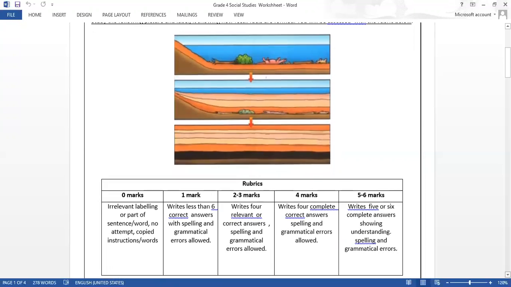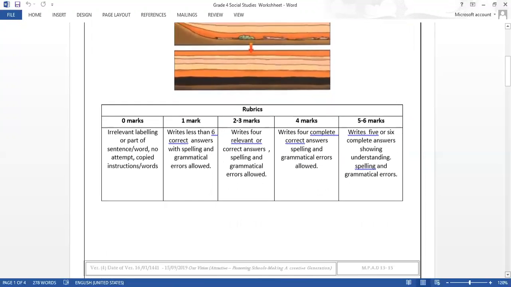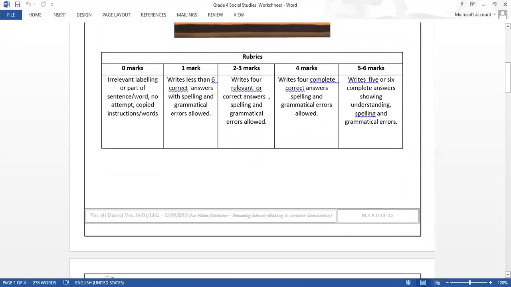There's a rubric for how we will give you marks. Let's go to question 2.